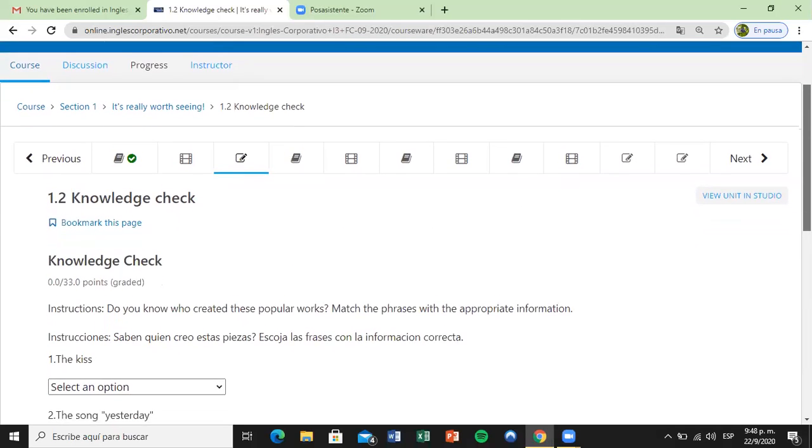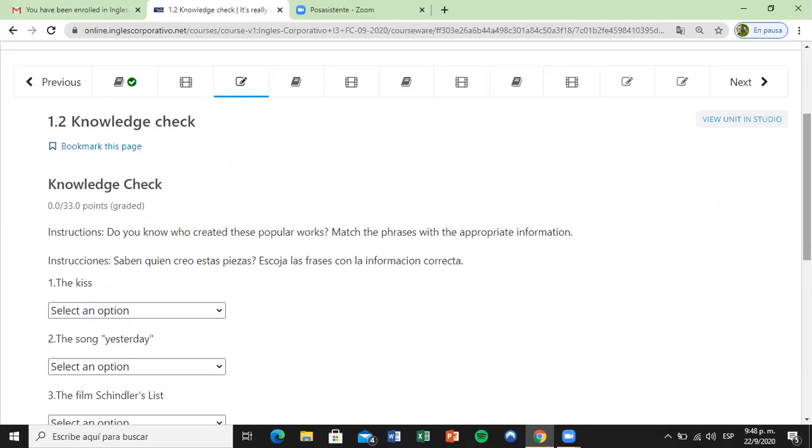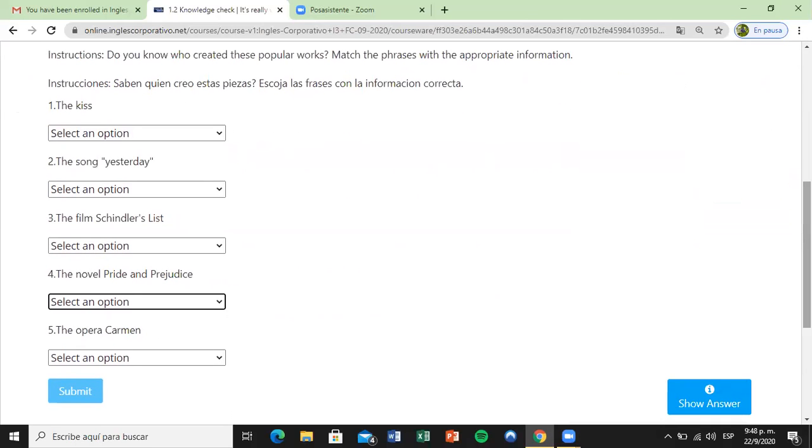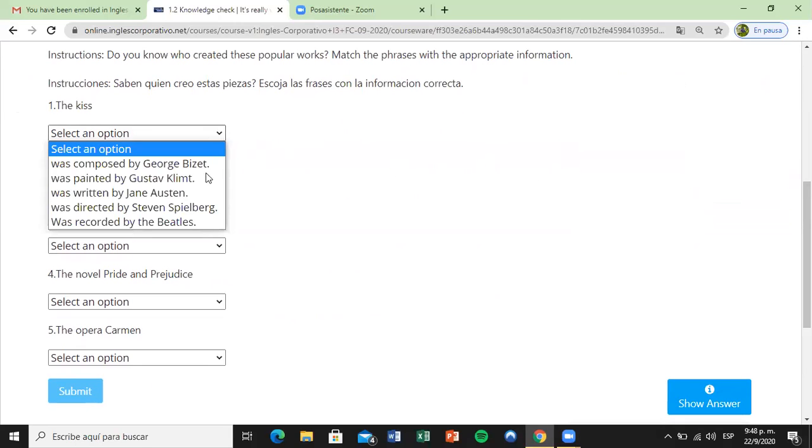This is for the 1.2, okay? The knowledge check. Where are we going to check? We're going to check the passive with by, because this was the objective, passive with by, and now we check. So here we have many sentences. We have 5 sentences, okay? And we have 5 answers. We only have to match, okay?